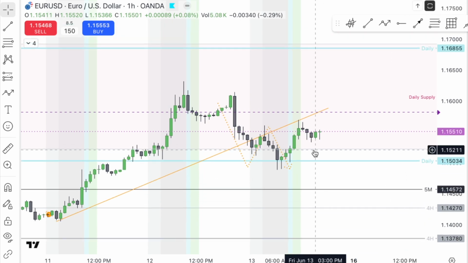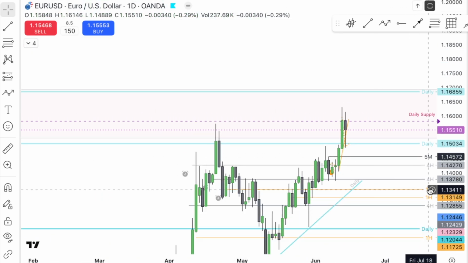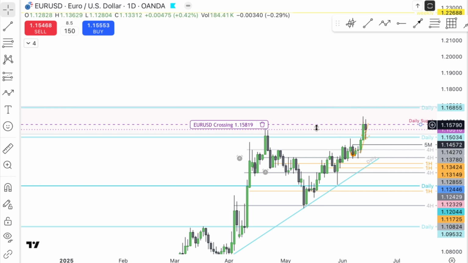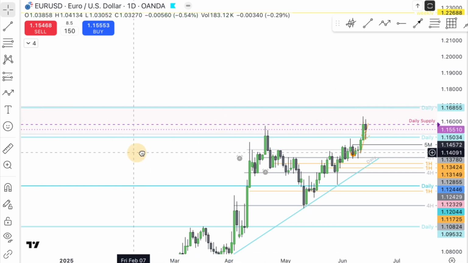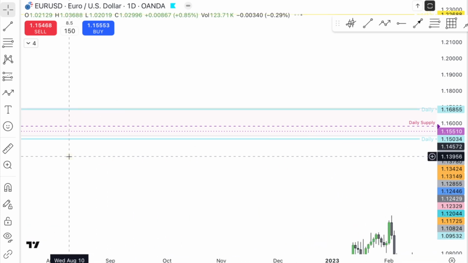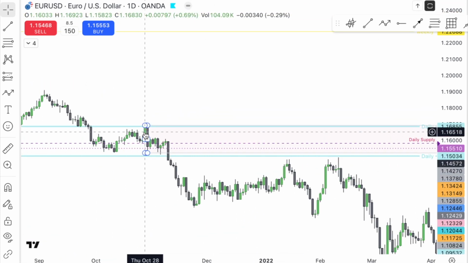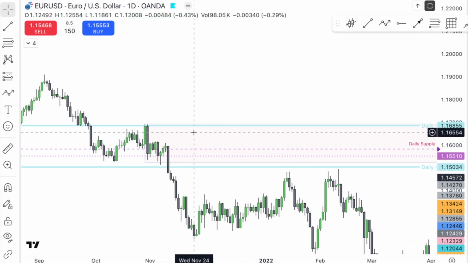Sometimes I also mark up daily supply. So if I go to the daily chart, I like to know what's happened before. So I know that before there was a supply zone. This is similar to resistance way over here. And I know that price is likely to come back to this area.